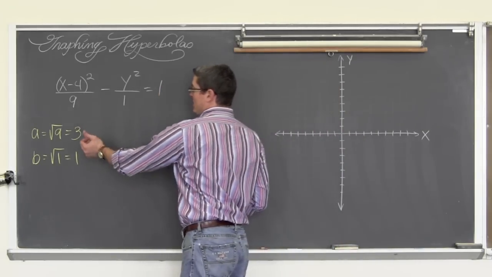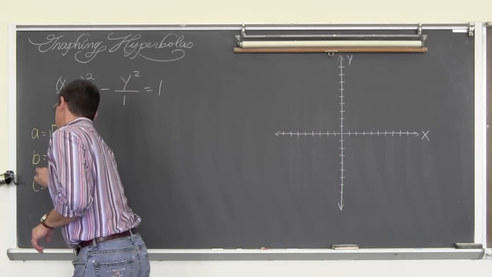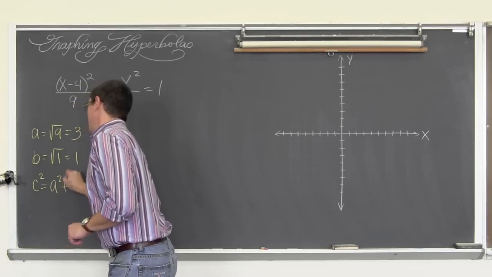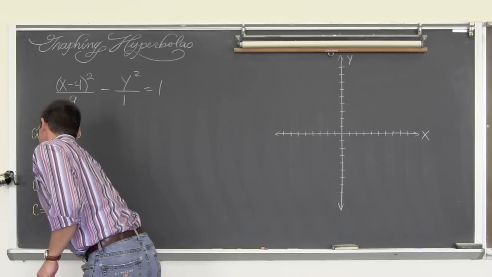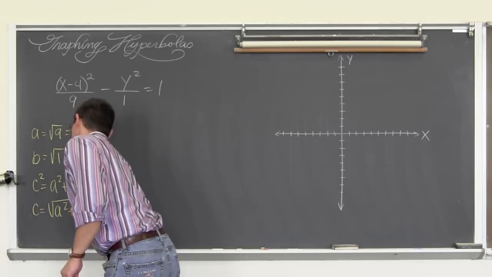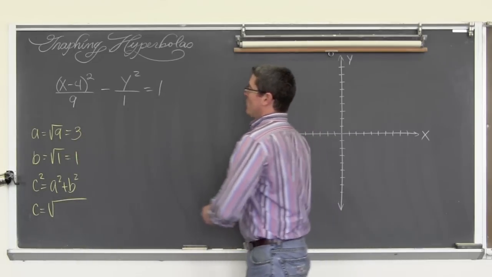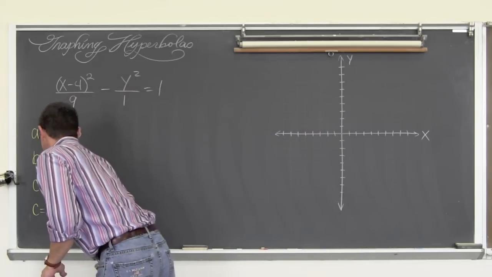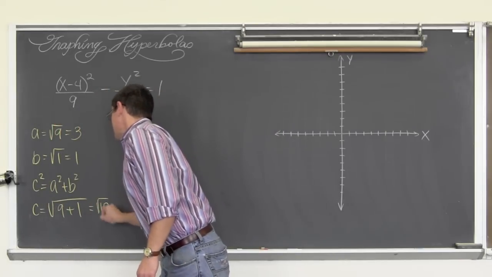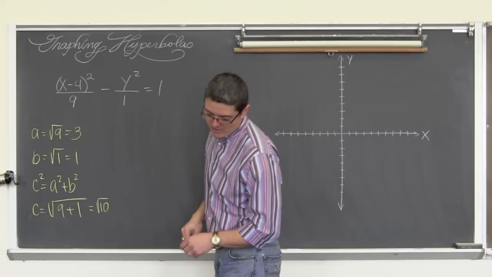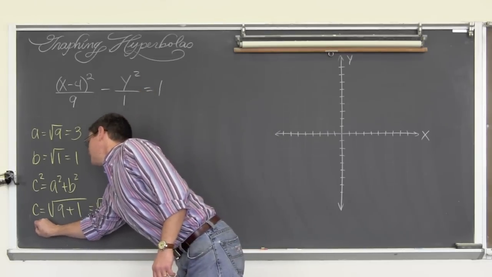So we have a is equal to 3, b is equal to 1, and now let's find out what c is equal to. c squared is equal to a squared plus b squared, or we're going to have c is equal to the square root of a squared plus b squared. We know what those values are. So we're going to have a squared, which is 9, plus b squared, which is 1. So c is going to be equal to the square root of 10, which we know is a little bit larger than 3, and it's actually equal to 3.16.